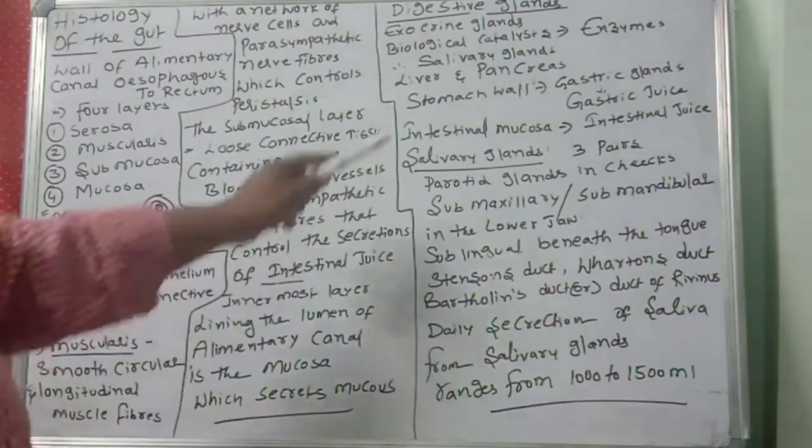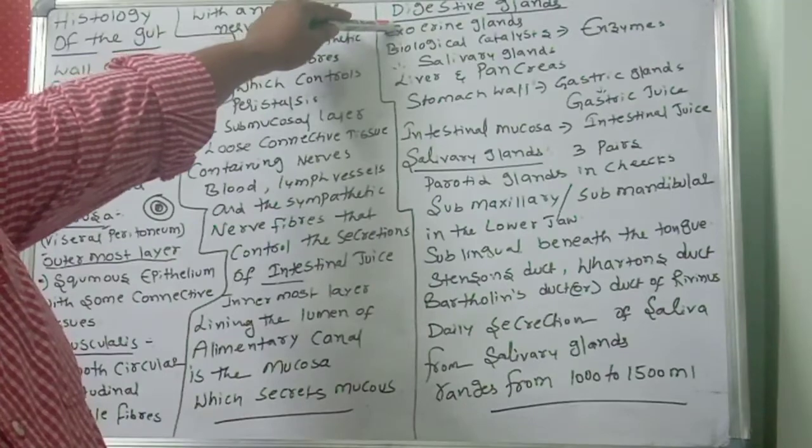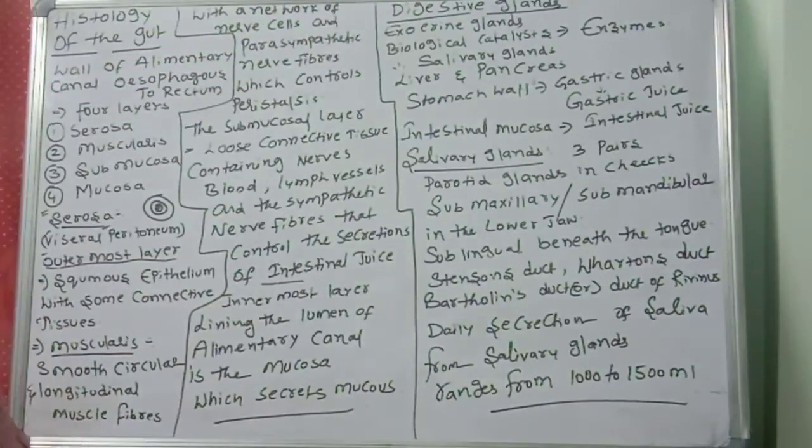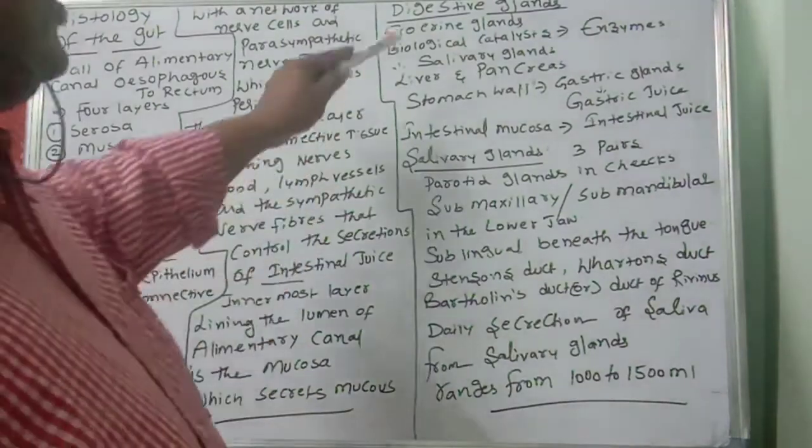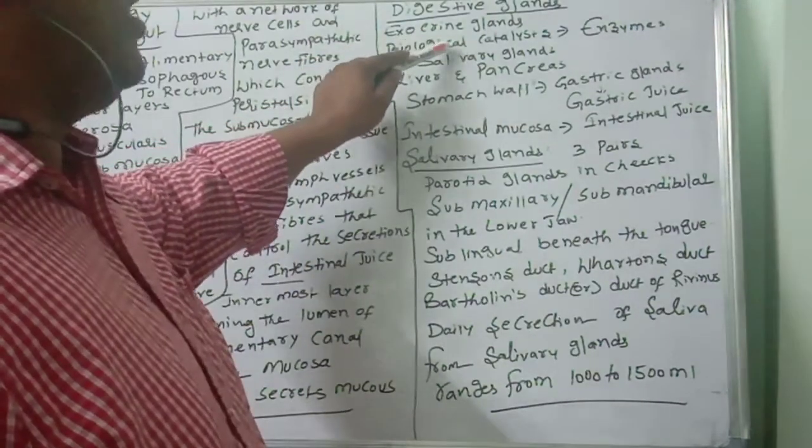The digestive glands, number 1, exocrine glands. What is the meaning of exocrine glands? They have ducts, and they are the biggest glands, helpful for the secretion of different fluids, different liquids. Okay. So next, the exocrine glands secrete some biological catalysts.